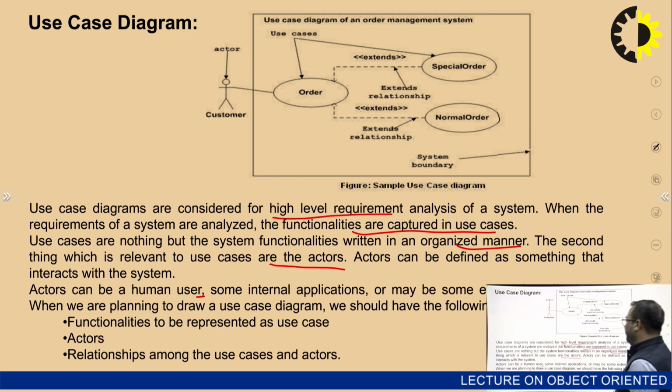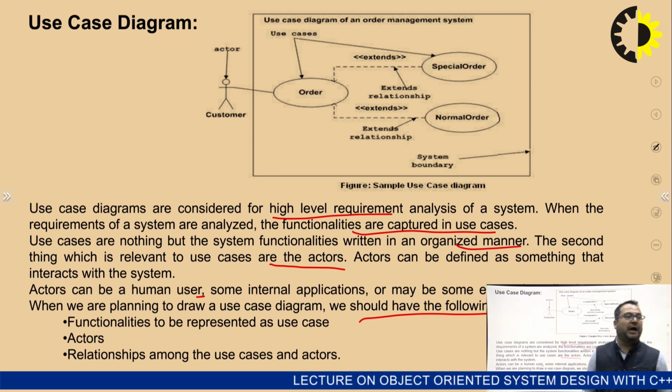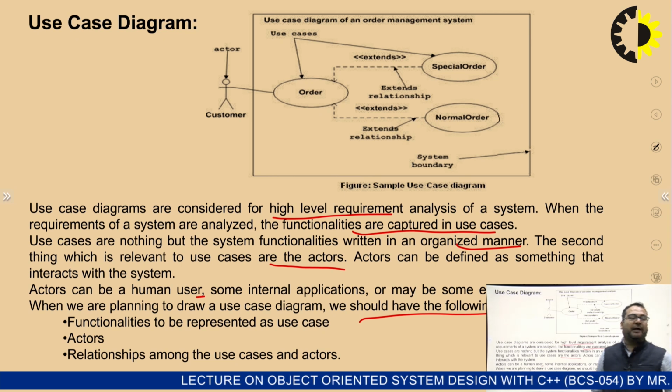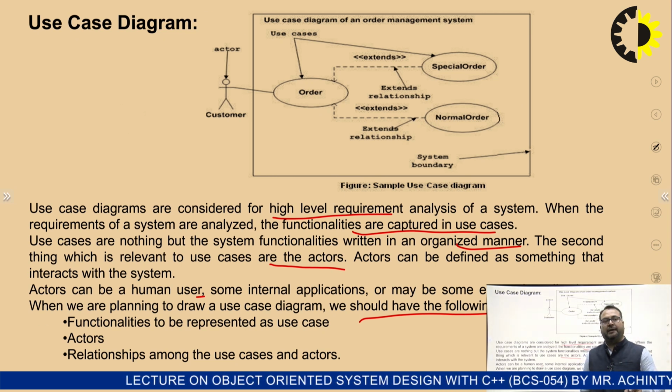So when we plan to draw a use case diagram, we should have the following items identified: what functionality is to be represented as a use case, what the actors are, and what the relationships are among the use cases and actors.